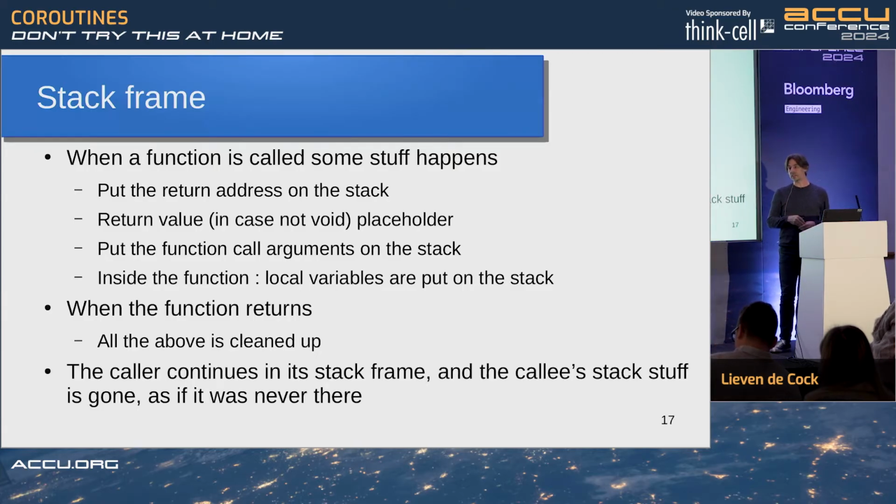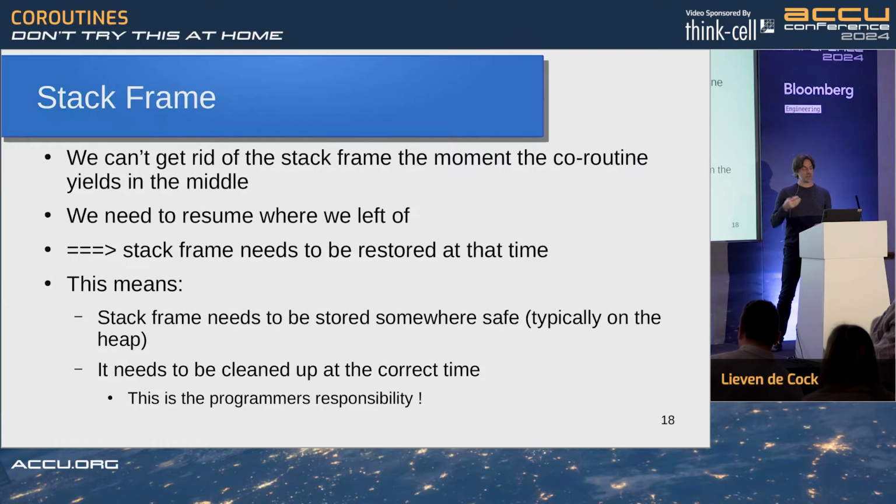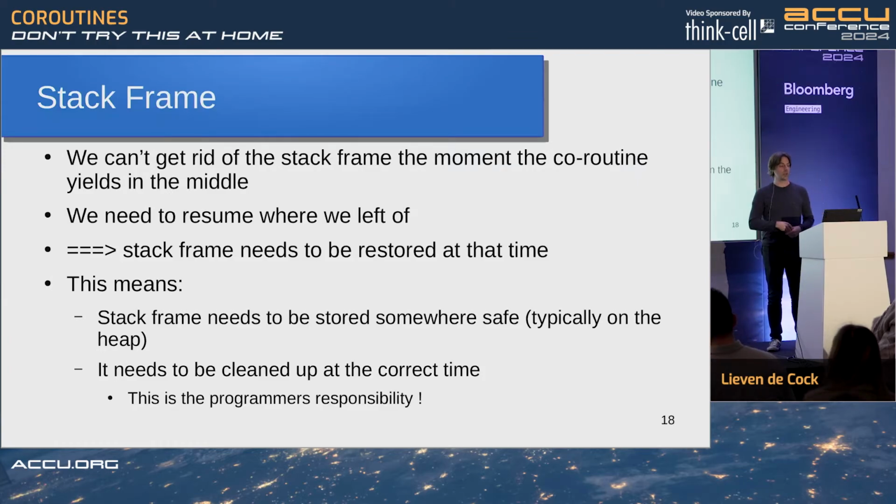When you call a function and it has function call arguments, those arguments are put on the stack. And once you are inside the function, there can be local variables. Those are also on the stack. So we have put a lot of stuff on the stack when we call the function. When the function returns, all these things are removed. It is all cleaned up as if it was never there. Now, it's obvious a coroutine cannot do that. A coroutine, when it yields somewhere in the middle, it cannot say, I'm going to clean up everything, because otherwise all our information is lost. And that's why the stack frame is put on the heap.